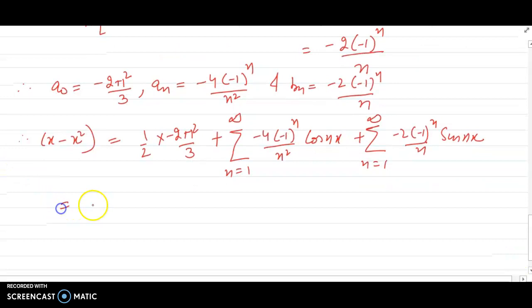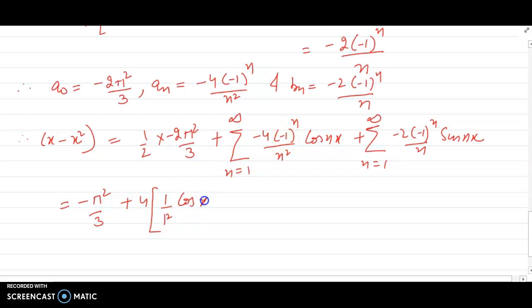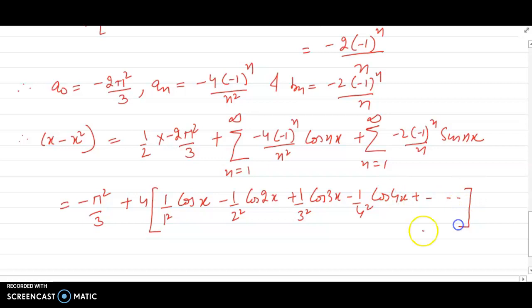Further, this is minus pi square by 3 plus, I can write 4 outside. Inside we can expand the series also. N is equal to 1, it will give you minus 1 minus minus plus. I will get 1 by 1 square cos of x minus 1 by 2 square cos of 2x plus 1 by 3 square cos of 3x minus 1 by 4 square cos of 4x plus this.